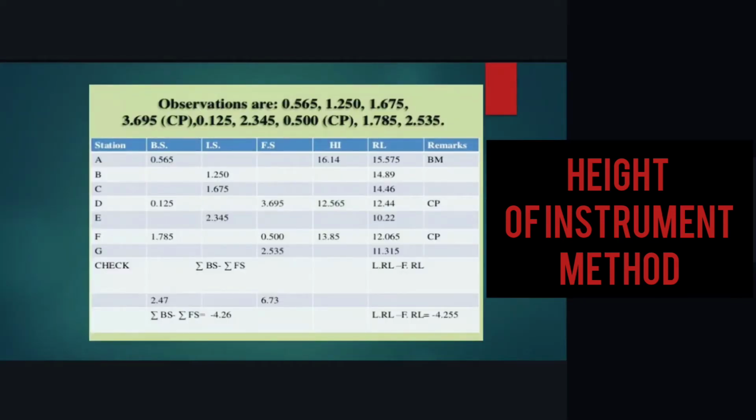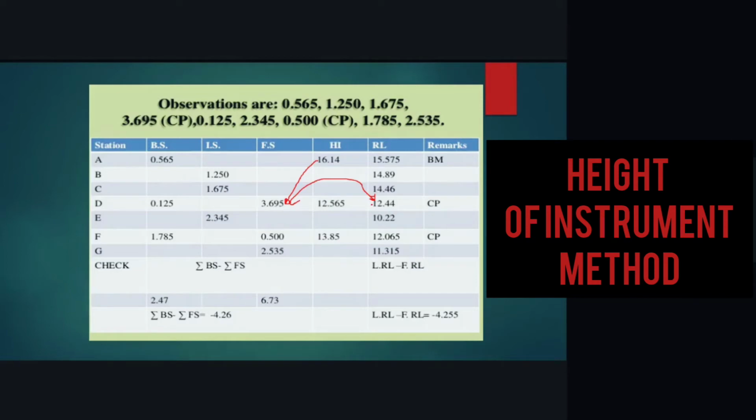from this height of instrument, the fourth reading is 3.695. So again, the instrument will be shifted after this foresight reading. So you are going to subtract 3.695 from height of instrument. So you will get the reduced level of 12.44. After this the instrument is shifted to the next station, and after shifting you are going to take the backsight reading, and with the backsight reading you are going to calculate a new height of instrument.